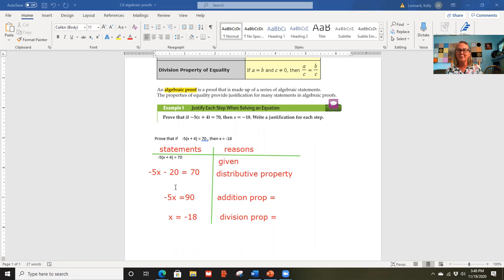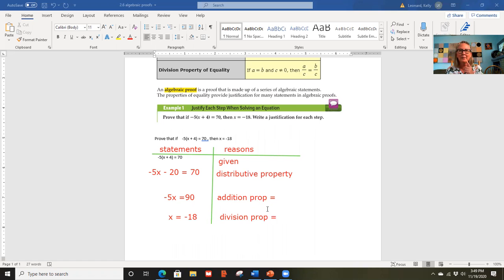And I'm done. Because look, at the very beginning it said, prove that if this equation is true, then x has to equal negative 18. That's kind of like how you would say that. Write a justification for each step. I did it as a 2-column proof because I wanted to show you that. And yeah, so there's an example.